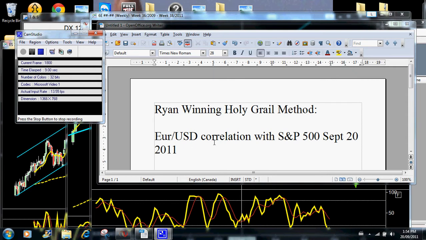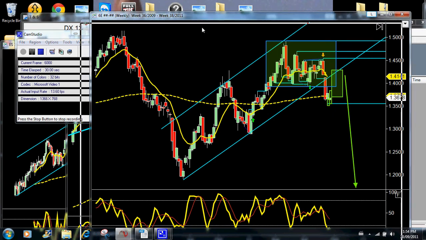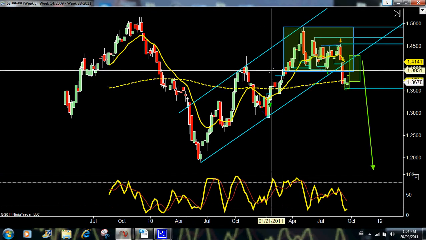Today we're going to take a look at a couple of technical charts. Euro US dollar represented by the 6E future. We're going to check out the correlation with the S&P 500 represented by the ES future, September 20th, 2011. We start with our Euro US dollar weekly chart.